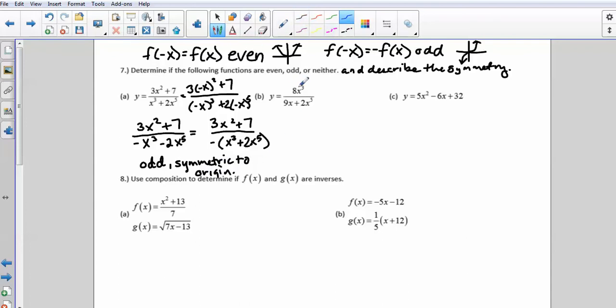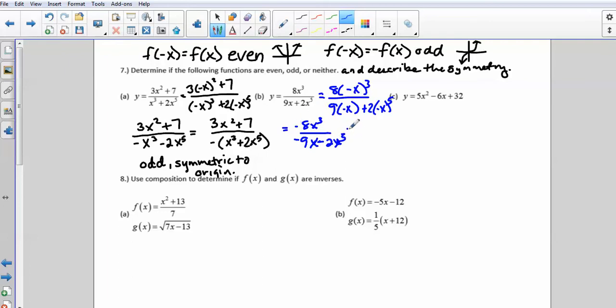Okay, the second one is the same procedure. You want to substitute the x's with negative x. All right, now all my exponents are odd, so all of these x's are going to keep that negative. So my numerator becomes negative 8x to the third. My denominator becomes negative 9x minus 2x to the fifth.